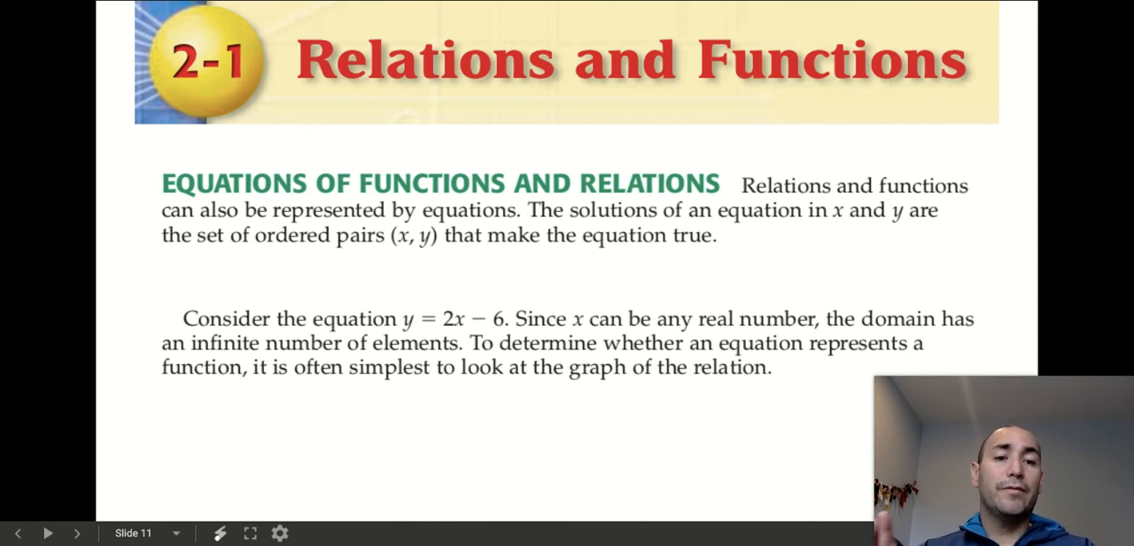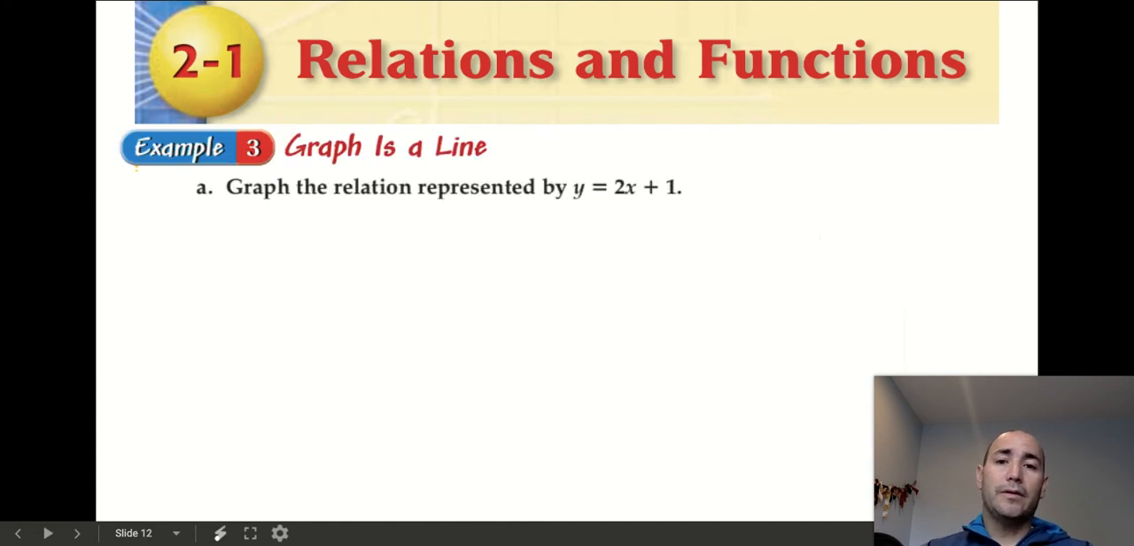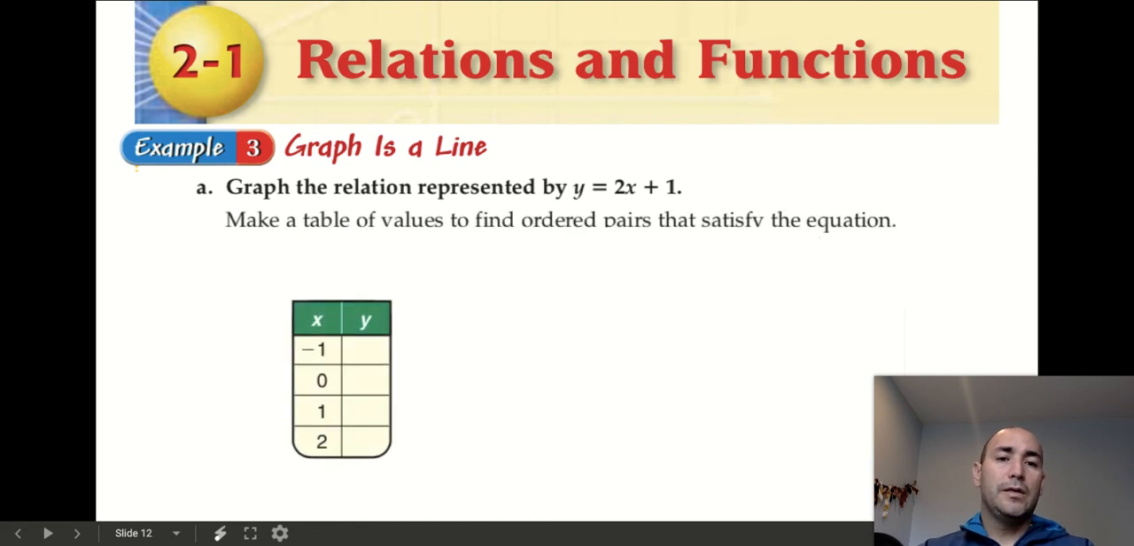So to determine if this equation represents a function, it's often simplest just to look at the graph, right? So let's go ahead and graph this. Here's the relation y equals 2x plus 1. The easiest way is to make a set of ordered pairs. I can take these x values and substitute them into my equation to find my y values.